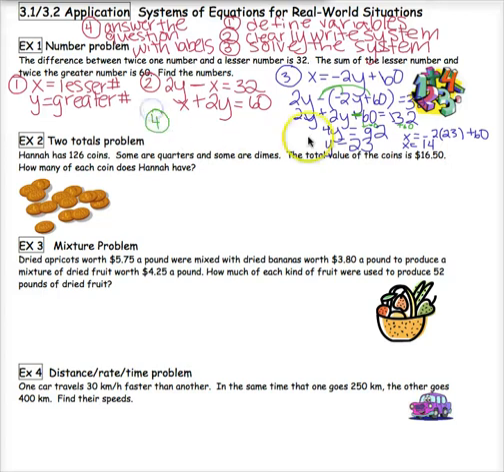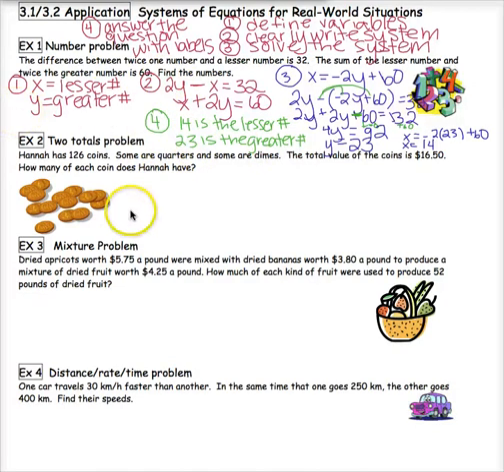So that's step 4. Answer my question. It says find the numbers. So 14 is the lesser number. 23 is the greater number. Remember that you can check these to make sure that they make sense. So plug them back in to the word problem and make sure that it works.